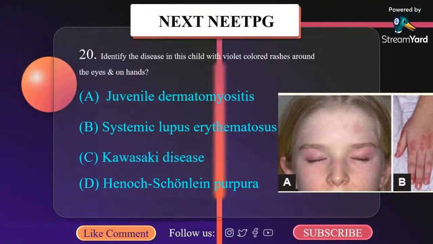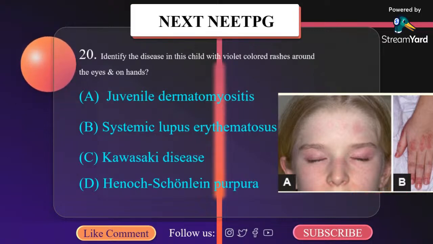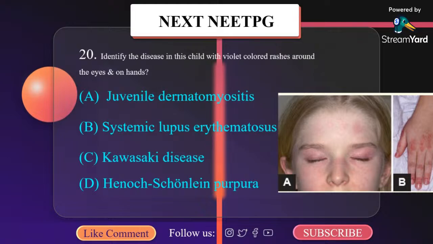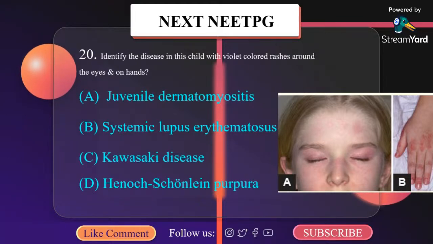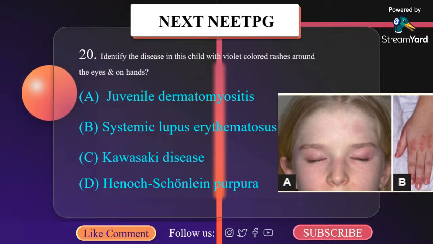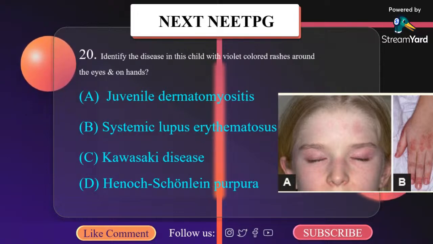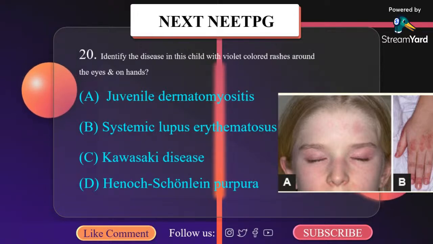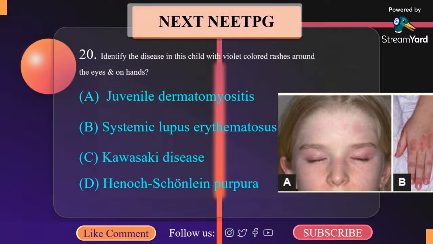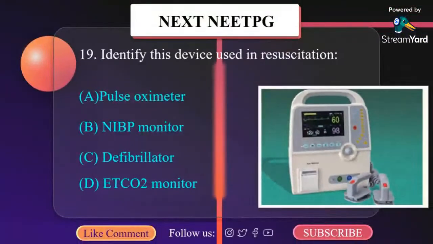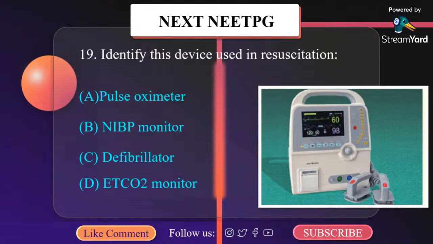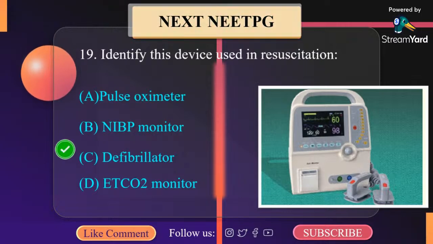Identify the disease in this child with violet colored rashes around the eye and on the hands. The four options are A. Juvenile dermatomyositis, B. Systemic lupus erythematosus, C. Kawasaki disease, D. Henoch-Schonlein purpura. Juvenile dermatomyositis, heliotrope rash on the eyelid. The correct answer is A, juvenile dermatomyositis. Identify the device used in resuscitation: pulse oximeter, NIBP monitor, C. Defibrillator, D. ETCO2. It is a defibrillator.